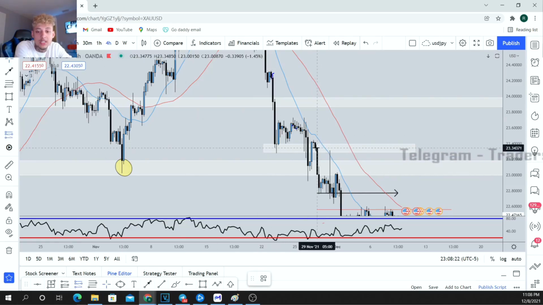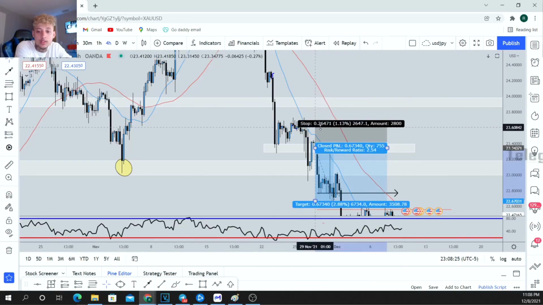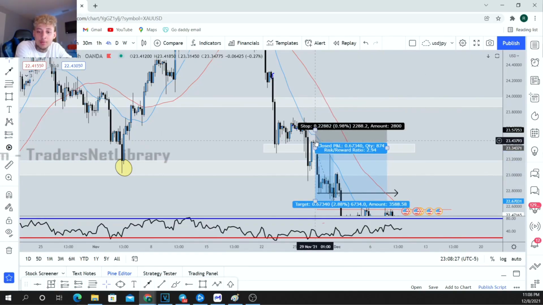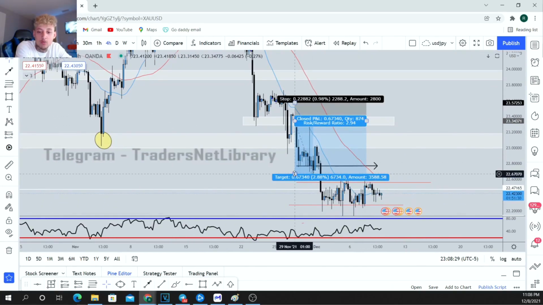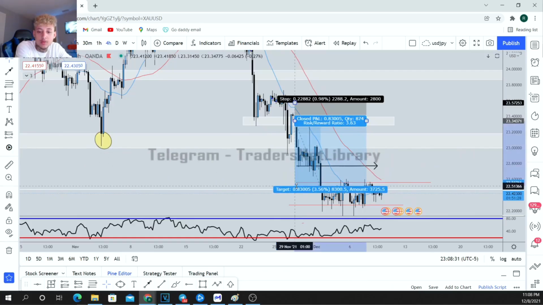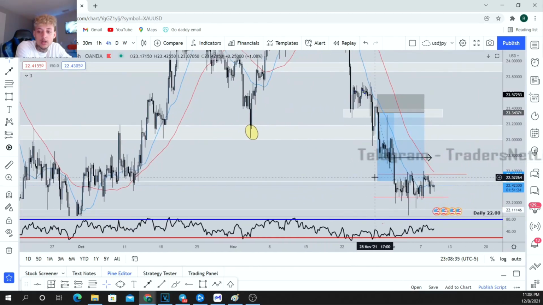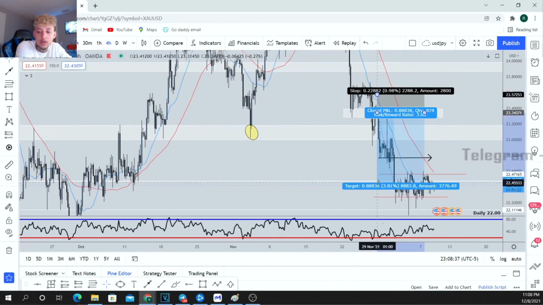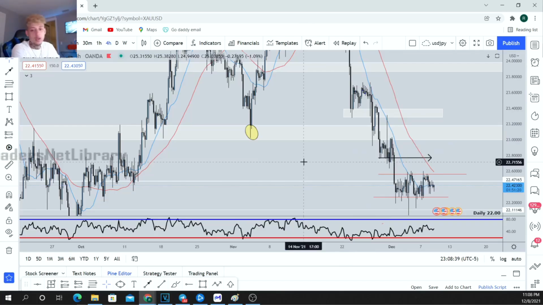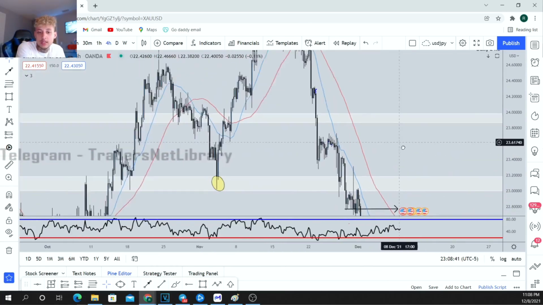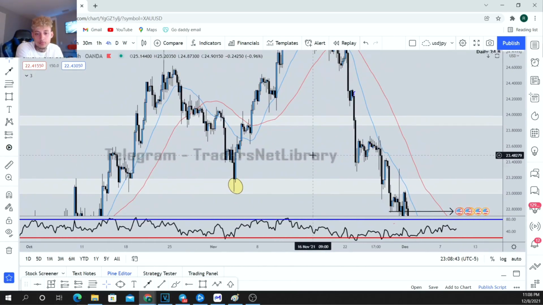Typically with a break and retest, you want to set your stop loss just slightly above where the break and retest actually was, and typically your target is going to be the next level of support. So in this situation here, the next target theoretically would be here, but then you could target your next level of support, right?